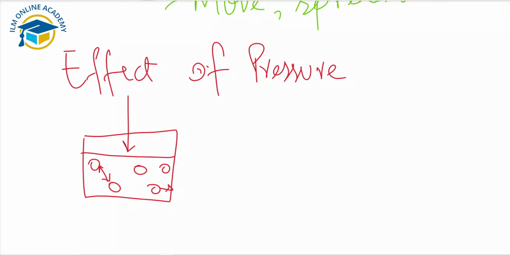Gas particles are always in random motion. That's why these molecules collide with each other and also with the container walls. So what will happen when we increase the pressure? When the pressure is increased, the upper arrow, as you can see here, is for the increase in pressure. P is for pressure.